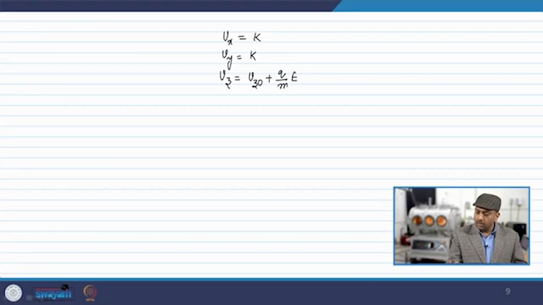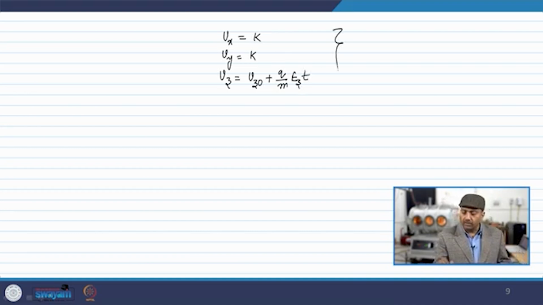Hello dear students, we will continue our discussion of understanding a single particle in the presence of an electric field. We have considered an electric field to be static and uniform along the z direction, and we got this expression in which Vx is a constant and Vy is a constant and Vz is Vz0 plus q by m Ez times t.